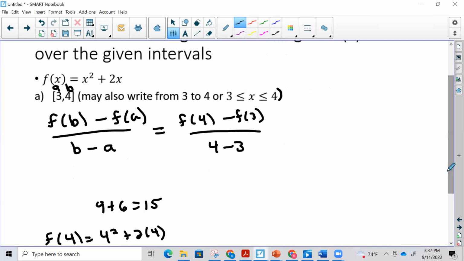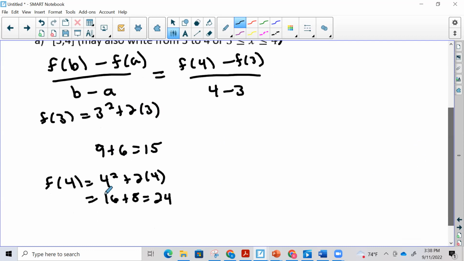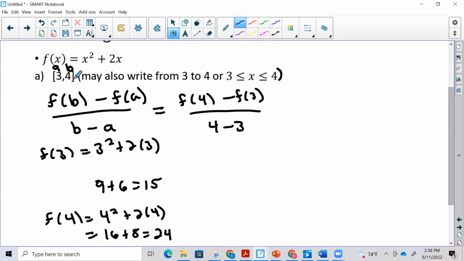So I'm going to calculate these on the side. So f of 3 is putting 3 in for x. So it's 3 squared plus 2 times 3. So 3 squared gives me 9, and then 2 times 3 gives me 6. 9 plus 6 is 15. And then I did f of 4. So for f of 4, we plug in 4 for all of the x's. So I would do 4 squared plus 2 times 4, which is 16 plus 8, which is 24.